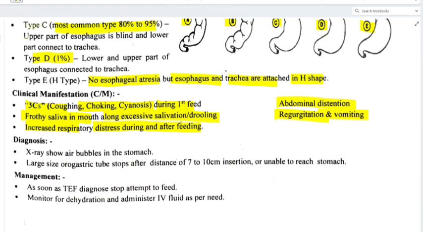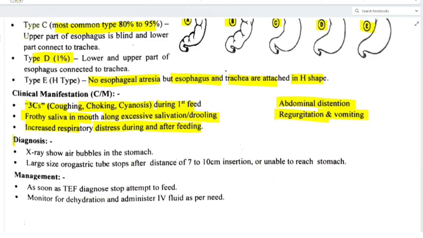Right now, while you are listening to my session or I am talking, we automatically swallow our saliva, but that baby cannot. That's why frothy saliva in the mouth will be present. Then vomiting and regurgitation. What is regurgitation? Whatever food we are giving comes back out, that is regurgitation, and vomiting as well. Then there is increased respiratory distress during and after feeding. Clear? Because the trachea is compromised, respiratory distress will be present during and after feeding.